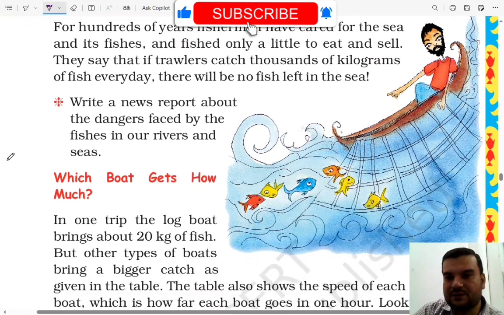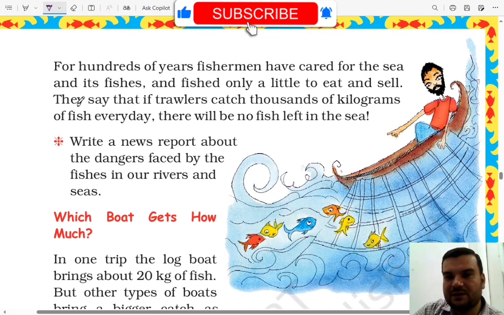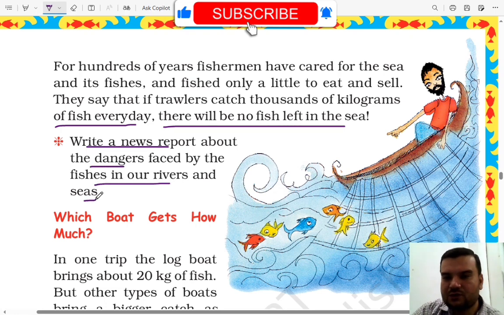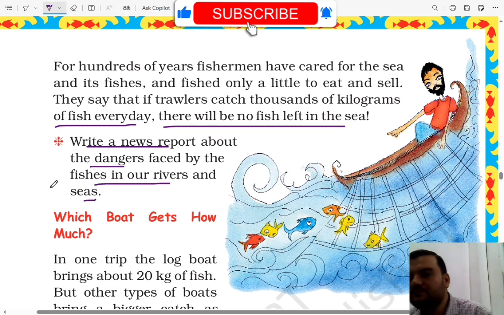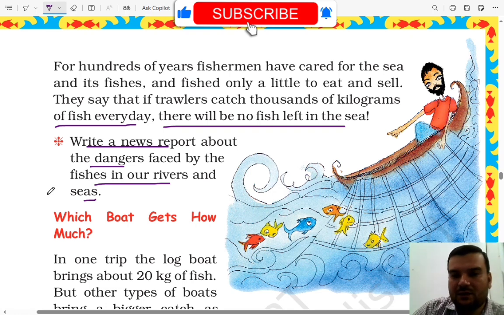For hundreds of years, fishermen have protected the sea and its fishes and fished only a little to eat and sell. They say that if the trawlers catch thousands of kilograms of fish every day, there will be no fish left in the sea. Write a news report about the danger faced by the fishes in our rivers and sea. So you have to write a report, okay, about the dangers faced by the fishes in our rivers and sea.